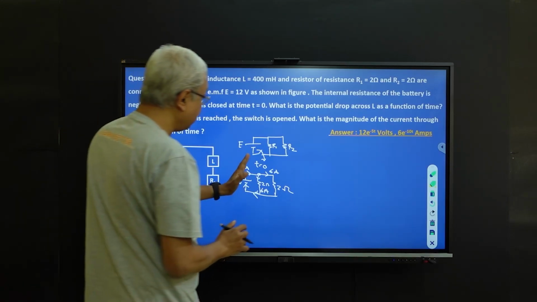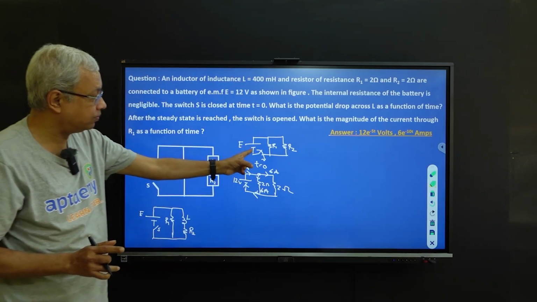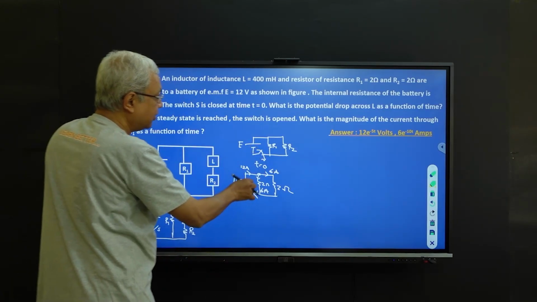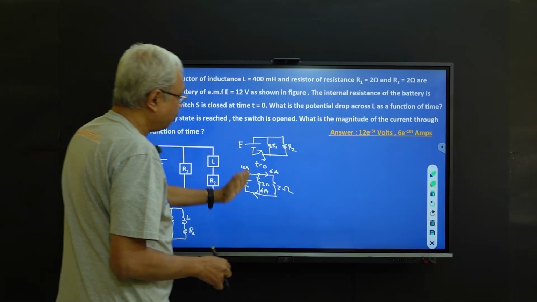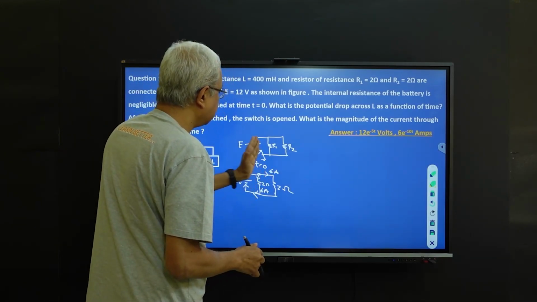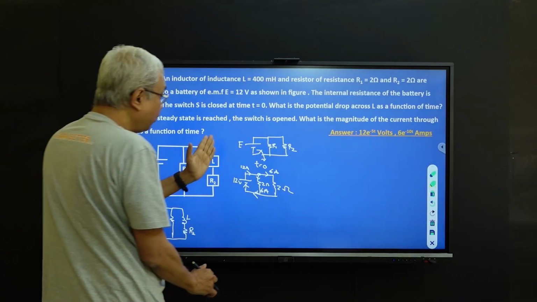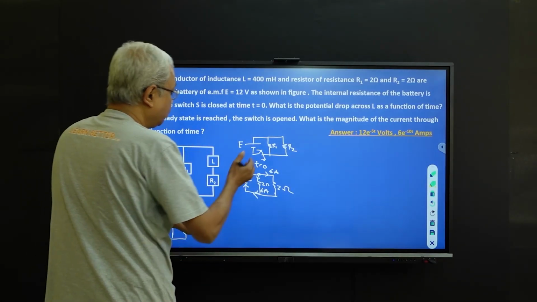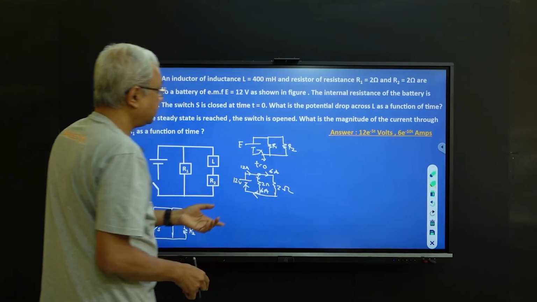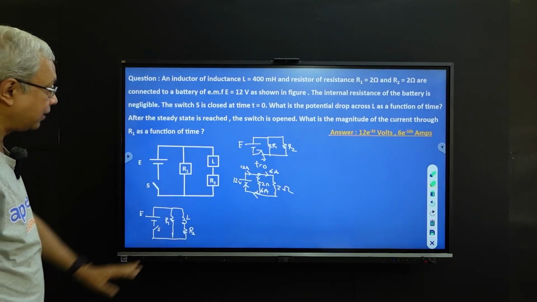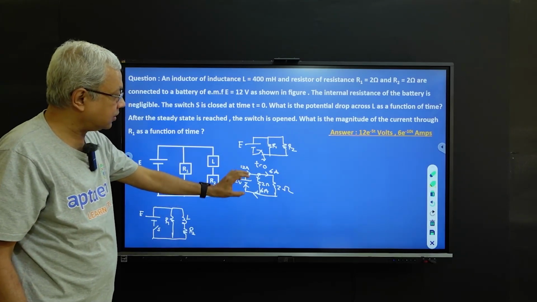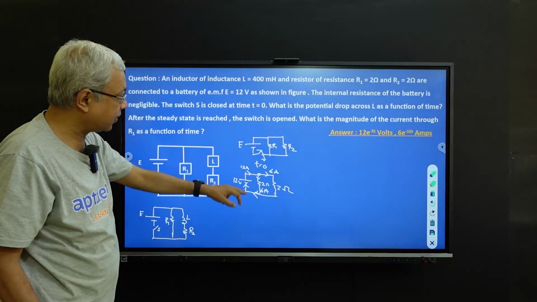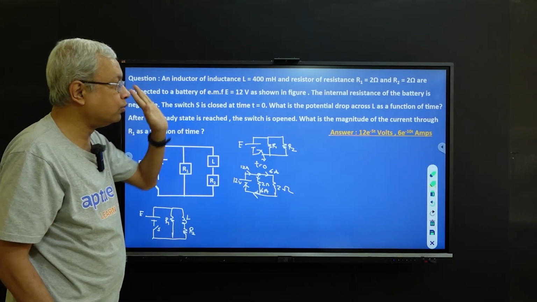One more thing is that as soon as I put on the switch, immediately the current attains 6 ampere in both the branches. However, before t equal to 0, that means just before switching on, the current through both the branches was 0. That means through a resistor, the current passes immediately after switch on, following Ohm's law.